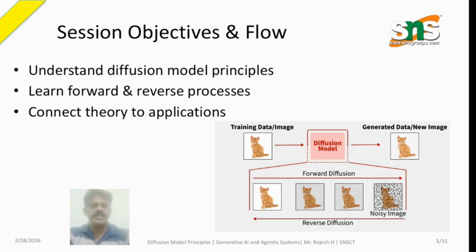So here an image is given as an example, like a cat image, showing how the training data is being diffused. When it is being diffused, the image is being blurred by adding more pixels to it, and finally it becomes a noisy image. And from the noisy image, how we get back to the target image. So that is the process between forward diffusion and reverse diffusion.